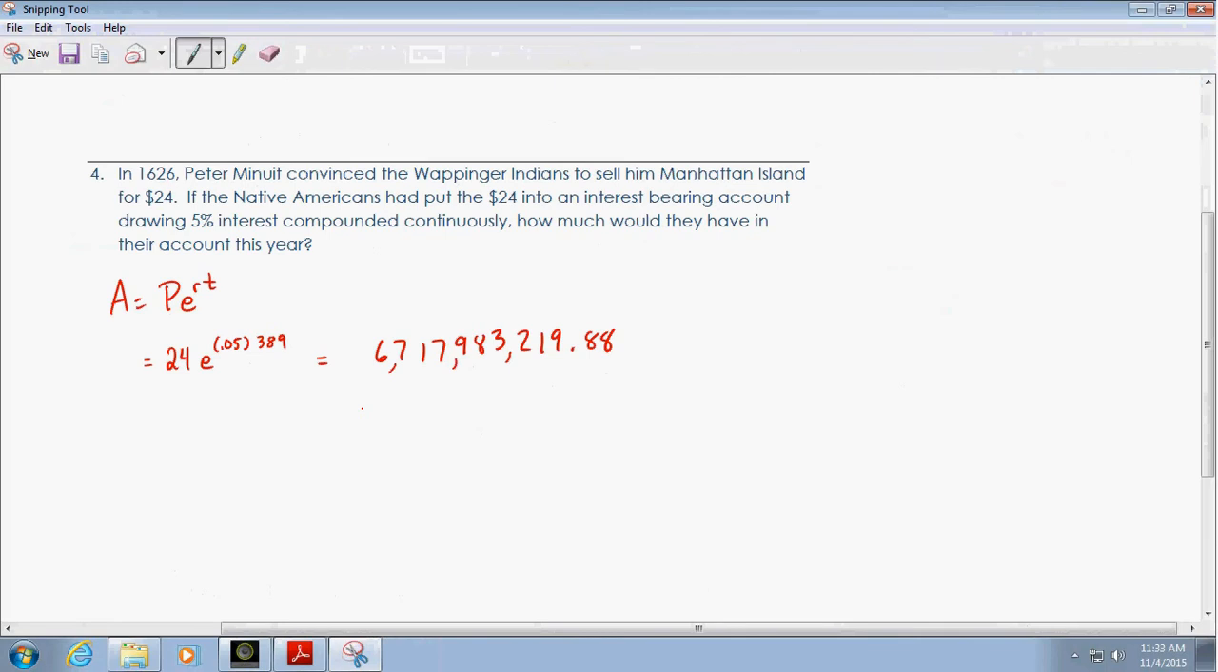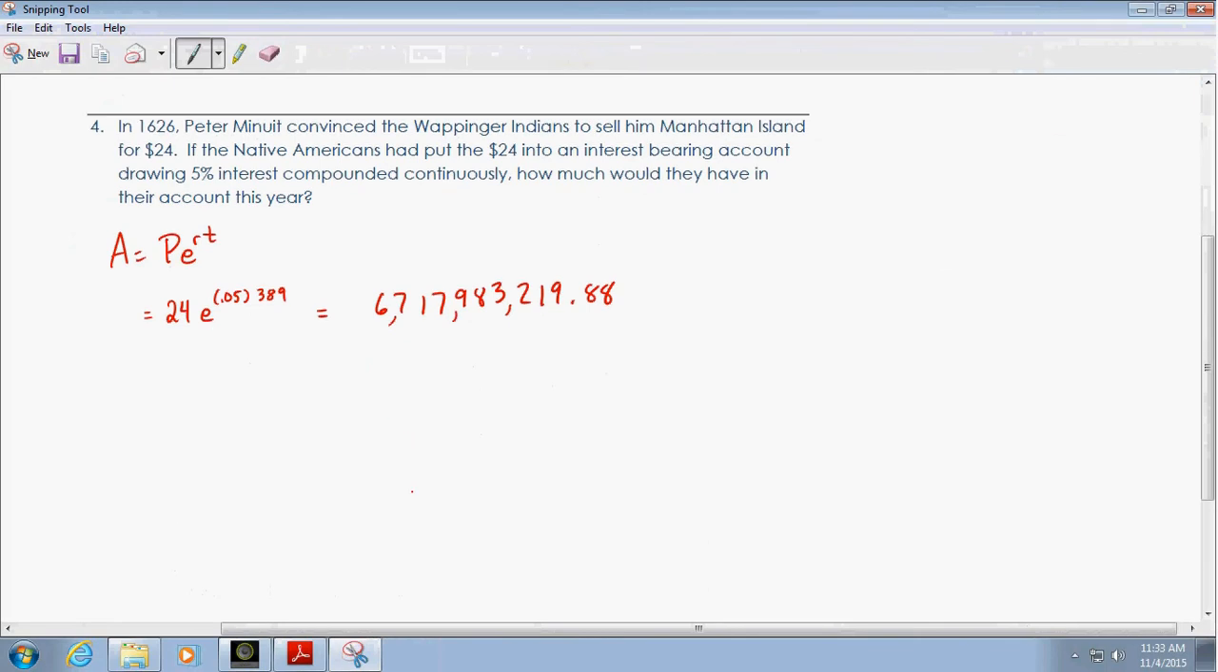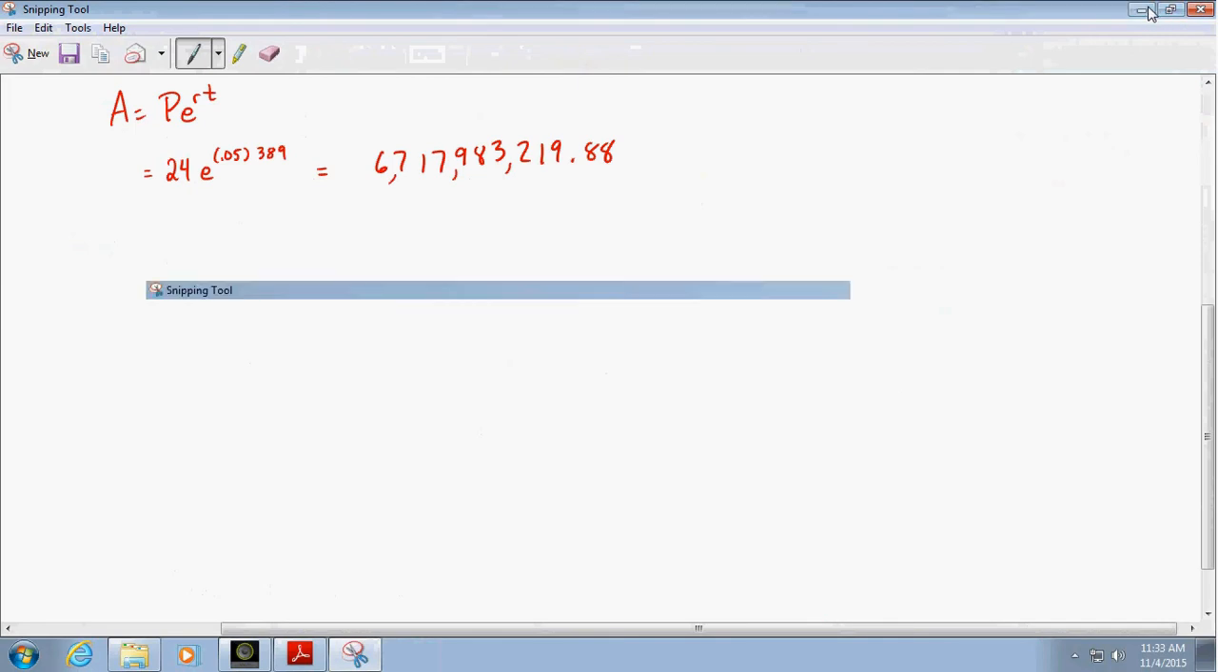I think Manhattan's worth more than that. Really? Yeah. You think about the amount of real estate, or the amount of business that goes on in downtown Manhattan. Well, there are a lot of rude people, but there's also a lot of business that goes on there. A lot of money. So, $6.7 billion probably wouldn't buy Manhattan today. But they'd have a lot of money. All right.